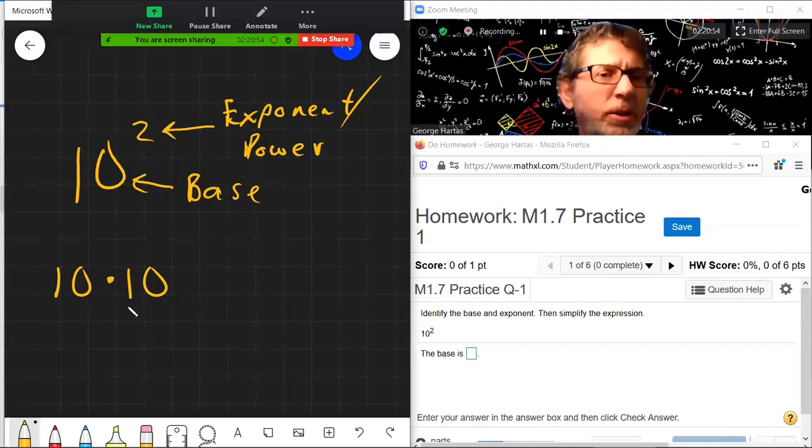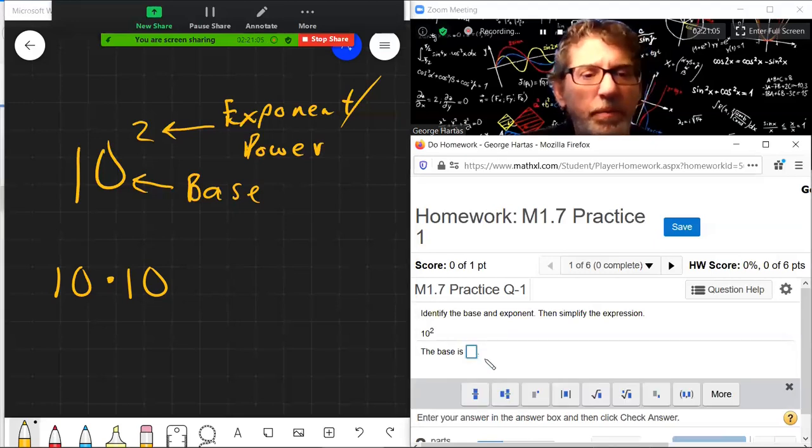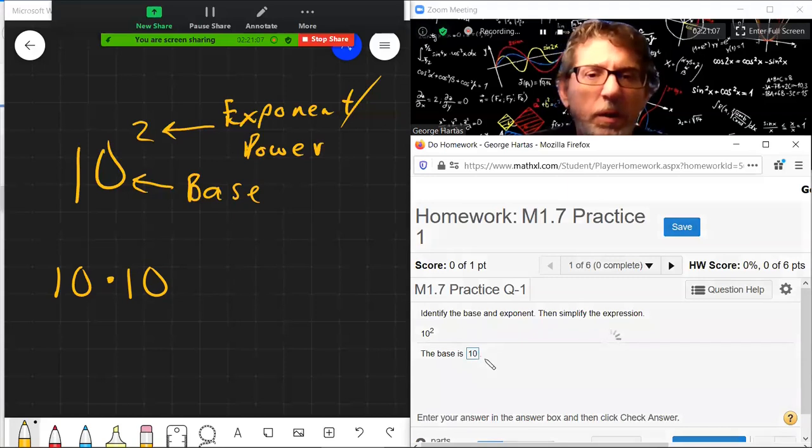Now we'll get into this a little bit more later on, but right here for this example, we just wanted to know what is the base and what is the exponent. So let's identify the base, which is 10. And then the exponent is 2.